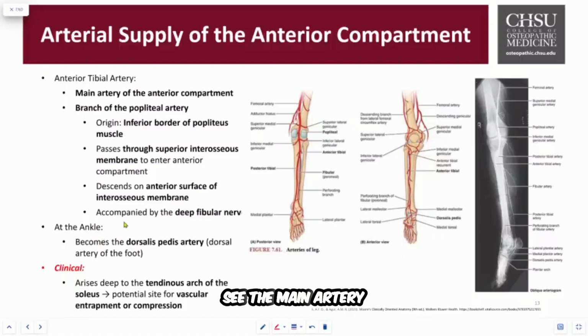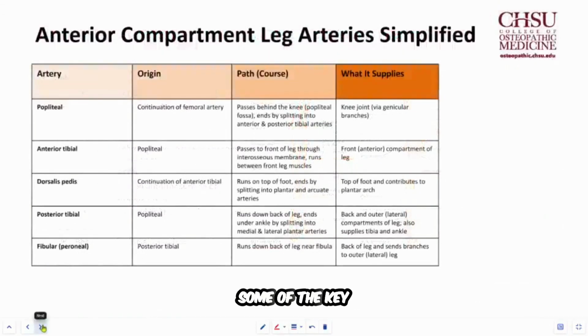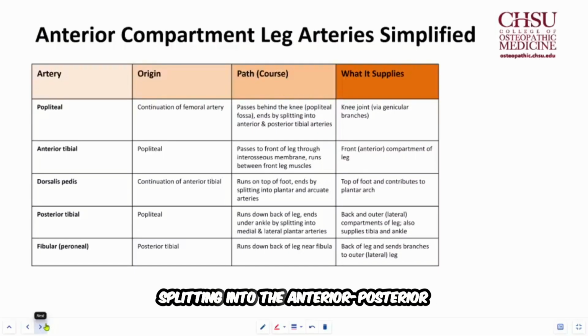Over here you can see the main artery, the anterior tibial artery, and as it goes down it becomes the dorsalis pedis artery. Here's a snapshot of some of the key arteries in the anterior compartment of the leg. The popliteal artery comes from the femoral artery, and it passes behind the knee, splitting into the anterior and posterior tibial arteries. The anterior tibial artery also forms from the popliteal, passes through the interosseous membrane, and runs to the front of the leg.